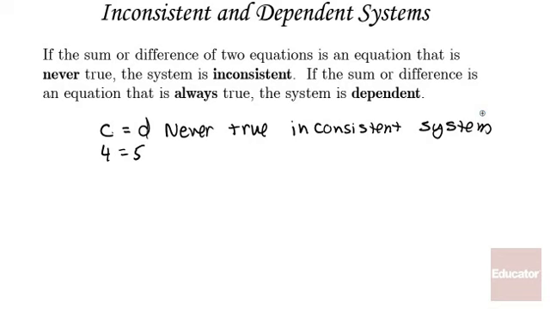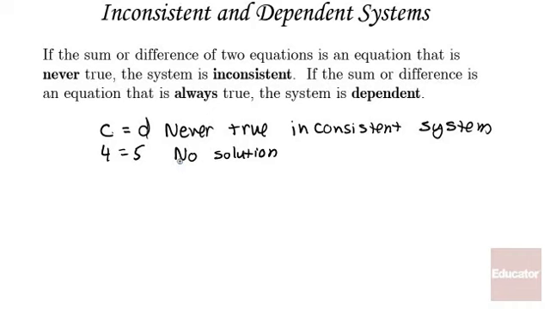So this is a situation where there's no solution. If you start seeing a situation where the constants drop out, and then you see something like 4 equals 5 or 9 equals 10, something that is not true, then you know you have an inconsistent system.